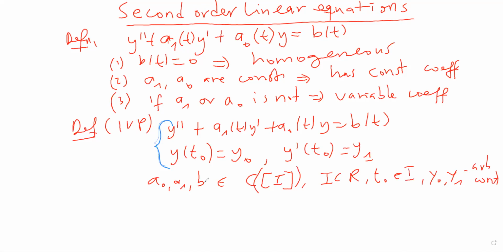Of course, it also means that we can say that it is homogeneous, or it has constant coefficients, or it has variable coefficients, based on how this equation is posed. Based on how this equation is posed, you can say this is a second order equation with constant coefficients or variable coefficients.